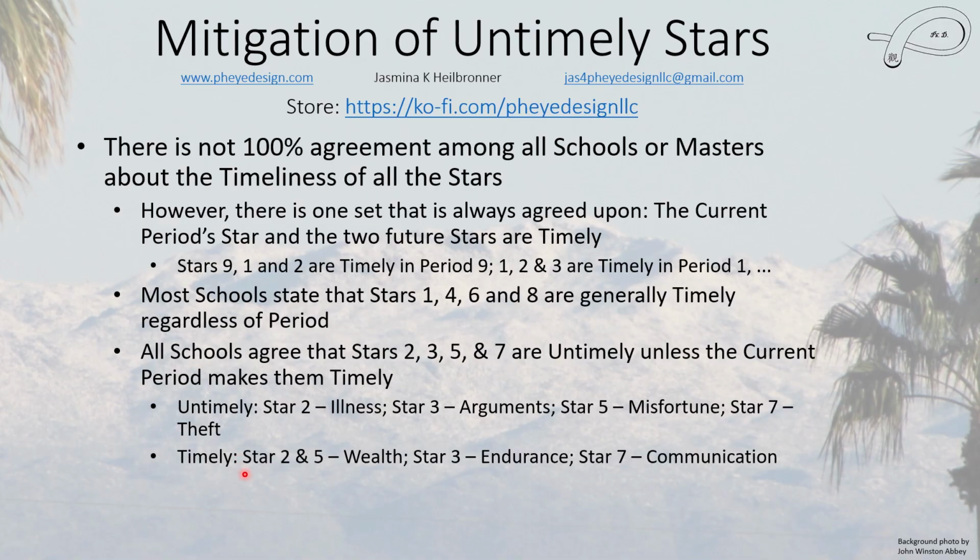Now, when they're timely, star 2 and 5 are both wealth stars, but 2 and 5 are never timely by this rule at the same time. In period 2, 2, 3, and 4 are timely. In period 3, 3, 4, and 5 are timely, but then 2 goes back to being an illness star. So those two are never timely together.